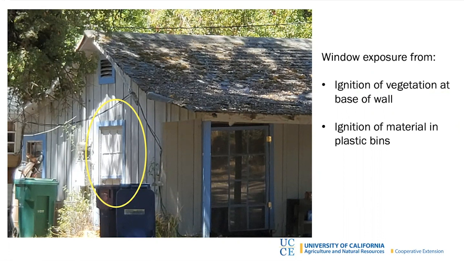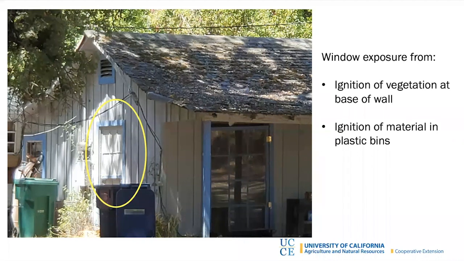This window, the one encircled in yellow, looks like it's a single pane window, and likely it has the annealed glass in it. So this would be vulnerable to breakage because there's only one pane present, and it's the weaker kind of glass from a heat exposure perspective. And there's many things that we saw here on this home at the base of the wall that could result in flames touching that window and touching that glass.